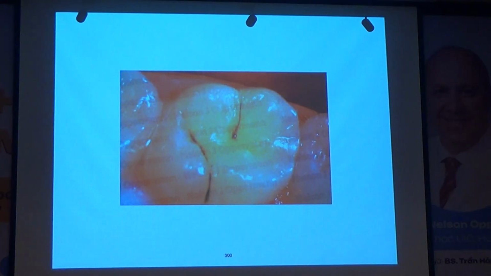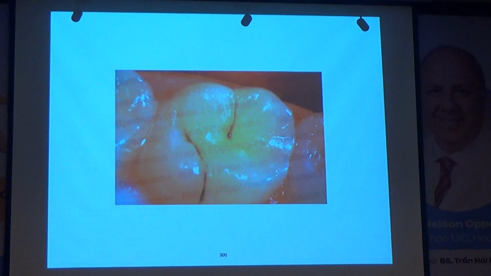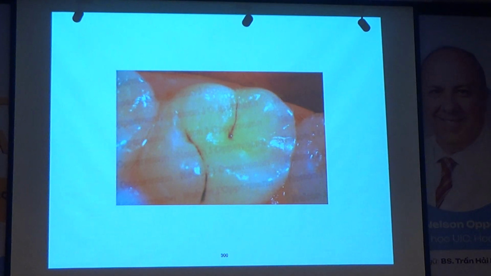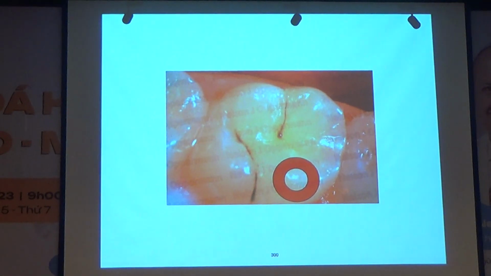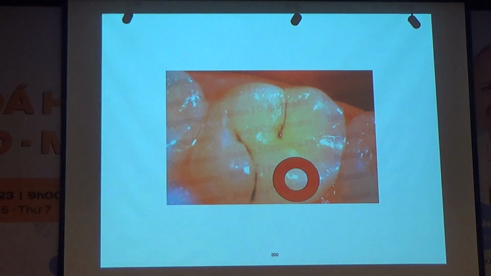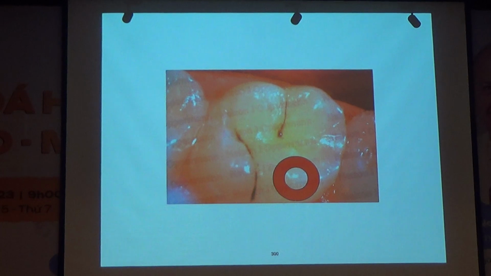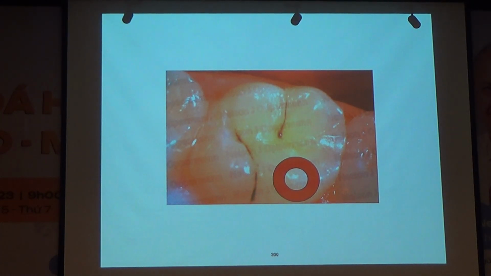This guy, who's this guy? Chàng này là ai? Who's this guy? Upper first molar. Wow. This is what? Cái này là cái gì? Răng sáu trên, rồi cái đó là cái gì? Palatal cusp. Mesopalatal cusp. Yeah.